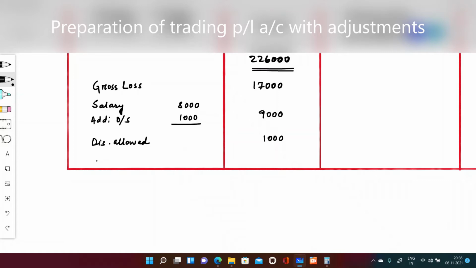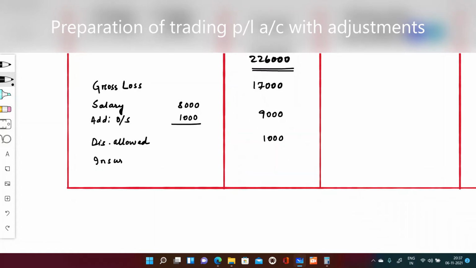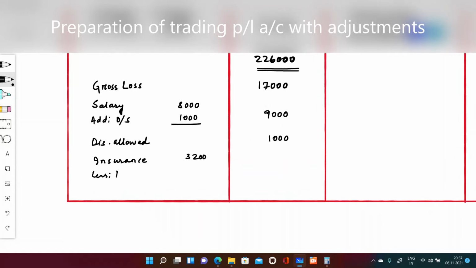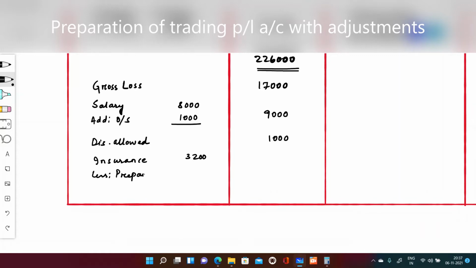Then insurance, we have marked insurance also for the adjustment. So insurance is there, 3,200, and prepaid insurance is there. So we have to deduct prepaid because the advance is paid for the next year. For this, we have to calculate insurance for this year. So we have to deduct the advance amount or the prepaid amount. So that will be your 2,400.